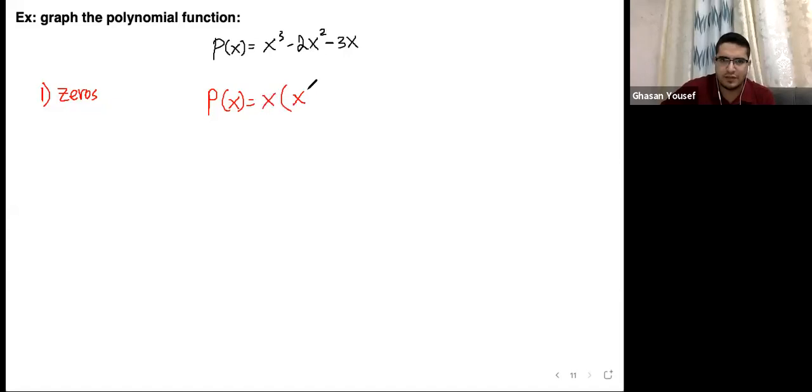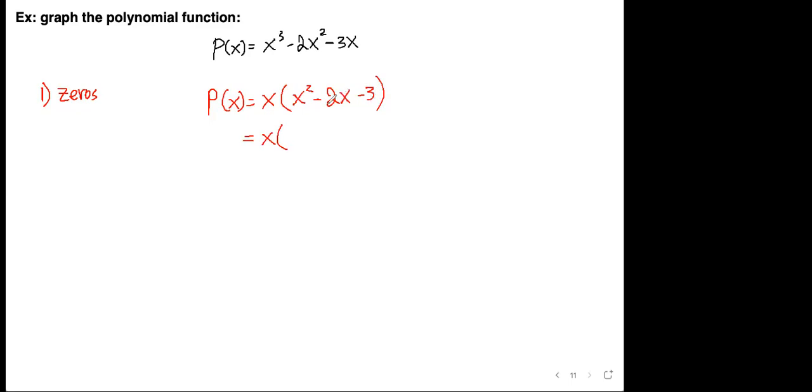Now I get x squared minus 2x minus 3 here. What is the factoring inside the parentheses? I'm looking for two numbers whose product is minus 3 and whose sum is equal to minus 2. Negative 3.